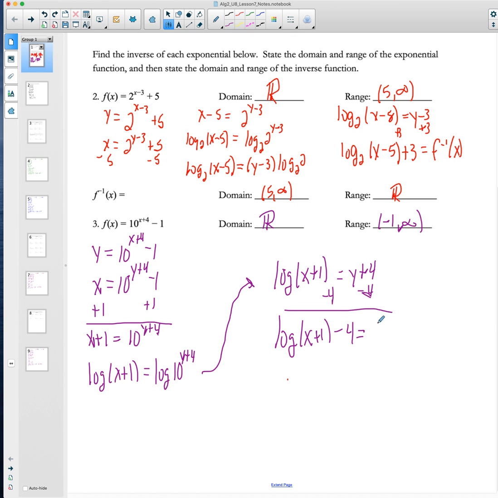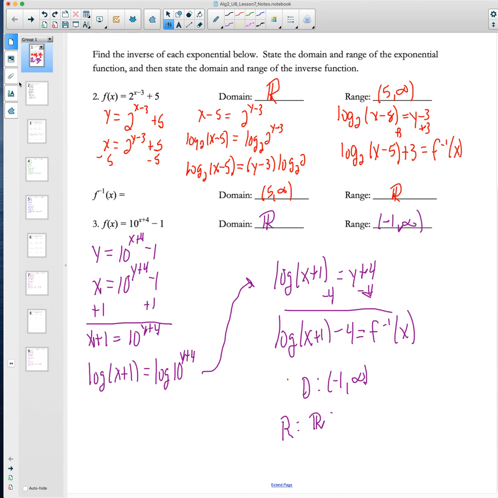And then that is our inverse function, right? And once again, we know that the domain for a logarithm is going to start at the vertical asymptote, which in this case is at -1. So we know that's going to be -1 to infinity. And we know the range for every logarithm is all real numbers. All right, so there you go.